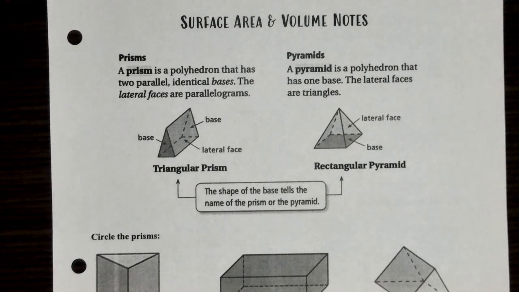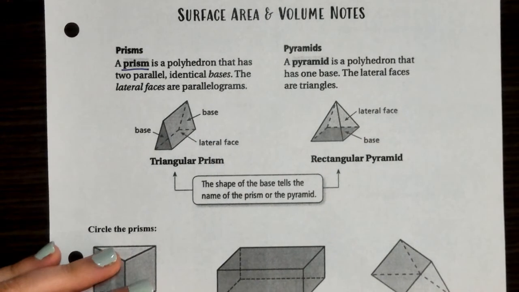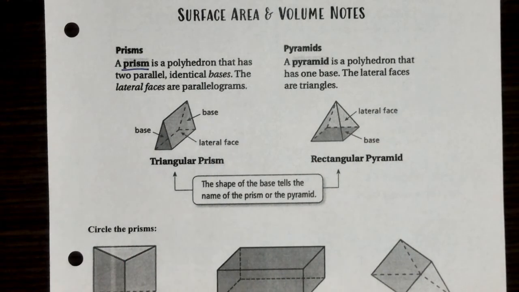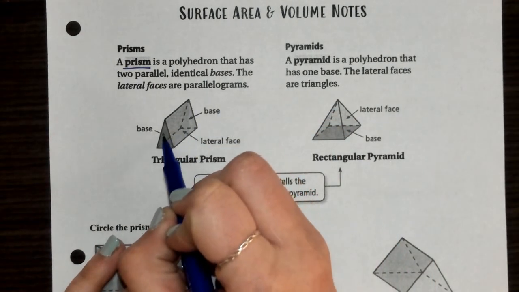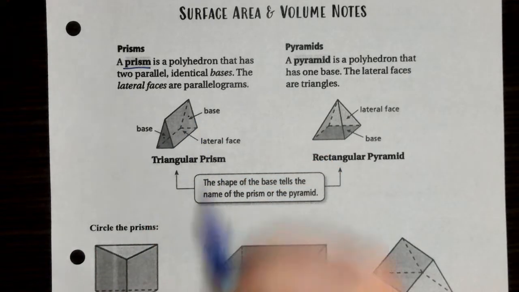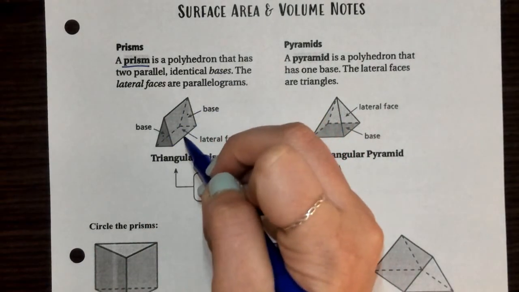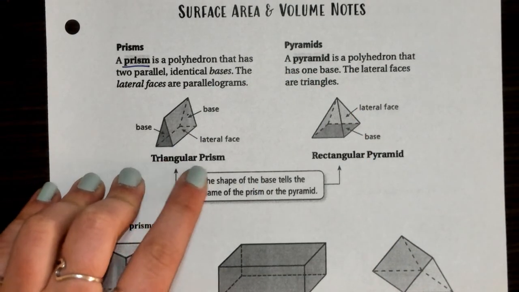Okay, I want you to underline prism. It has two parallel identical bases. So you can see here, we have a base right here, and a base on the other side. Then it has its three lateral faces that are parallelograms when it's a triangular prism.